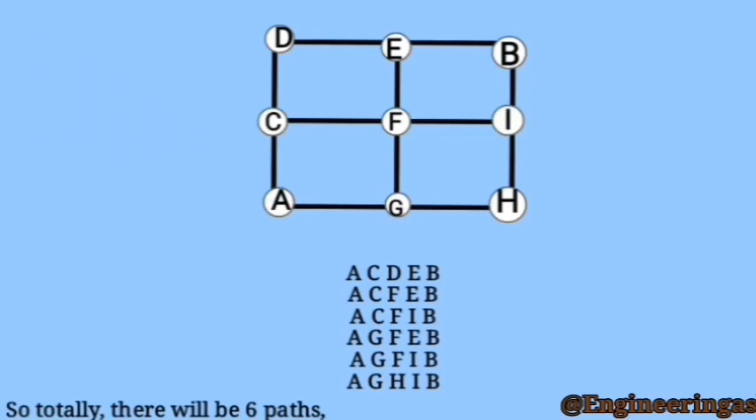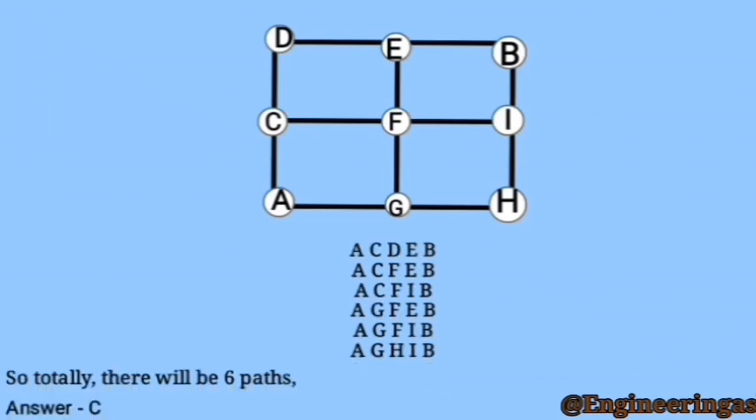Okay, so finally the total number of paths will be 6 paths. So 6 paths are possible. So the answer is C.